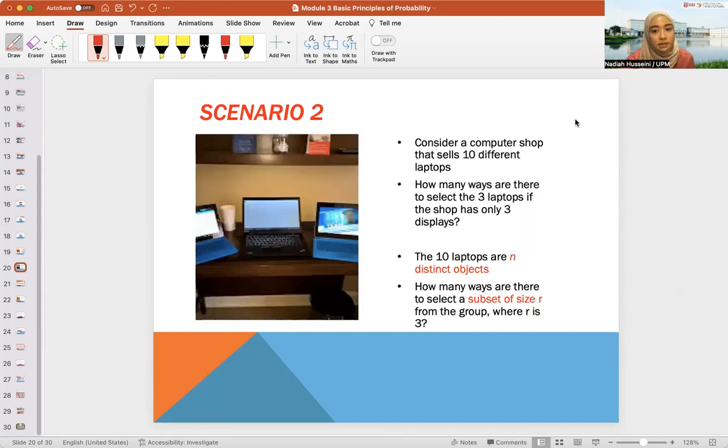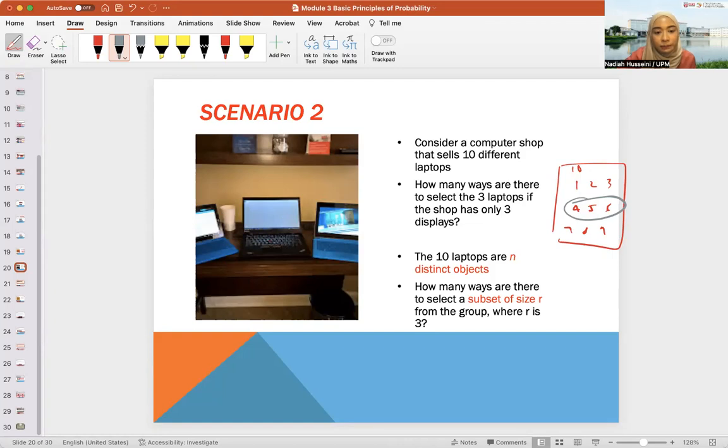Consider a computer shop that sells 10 different laptops. This is a poor shop, only has 10. How many ways are there to select 3 laptops if the shop has only 3 displays? Now they have 10 laptops, and they only have 3 displays, and the display is just a table. Quite sad. So out of the 10, this is our data: 1, 2, 3, 4, 5, 6, 7, 8, 9, 10. I am only allowed to select 3 out of these 10. What are the number of possible ways to select these 3 out of the 10 laptops?